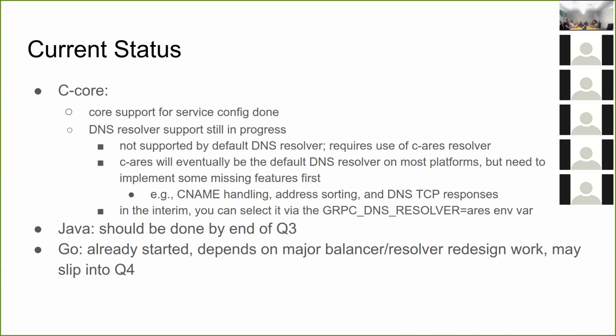In Java, the service config work is scheduled to be done by the end of Q3. And in Go, the work is in progress. There's some other work in Go that's not directly related here. There's a sort of major API redesign in progress related to the balancer and resolver APIs. And that work is a prerequisite for getting the service config stuff fully available in Go. So this is likely to slip a little bit into Q4, but it is actively in progress.